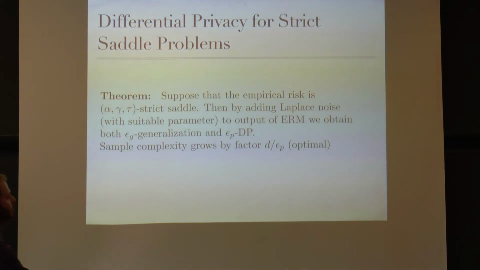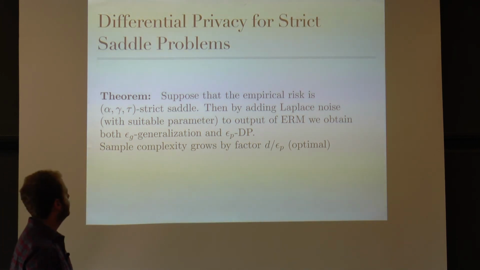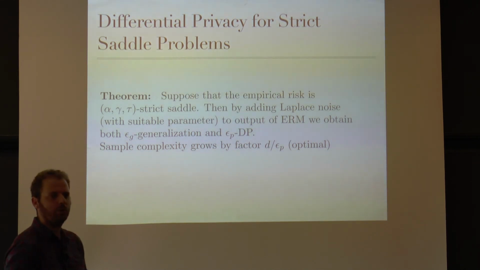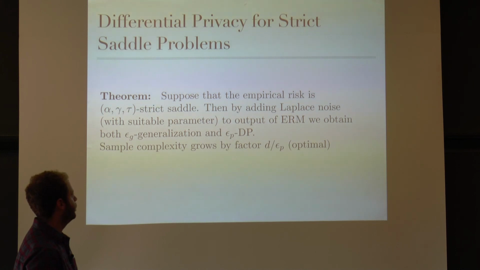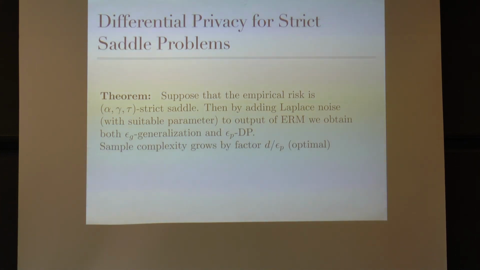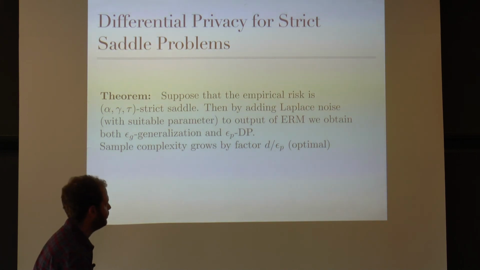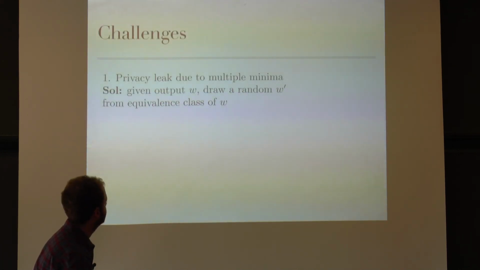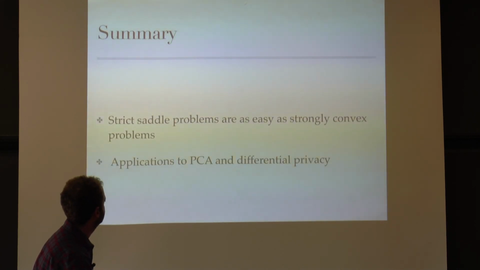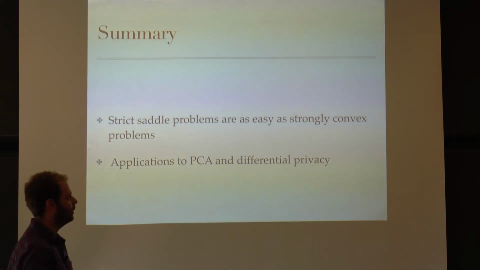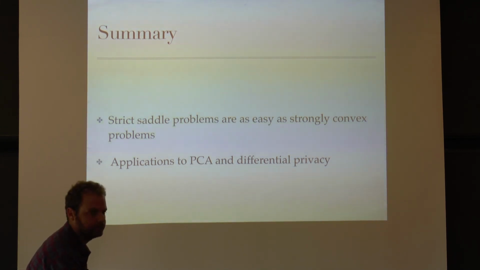The main theorem in this part is that if we assume that the empirical risk is alpha gamma tau strict saddle, then with the standard approach of adding Laplace noise to the ERM, we obtain both epsilon generalization and epsilon p differential privacy, and the sample complexity goes by d over epsilon p. Okay, so as a summary, we have shown that strict saddle problems are as easy as strongly convex problems, and we discussed applications to PCA and differential privacy. Thank you.